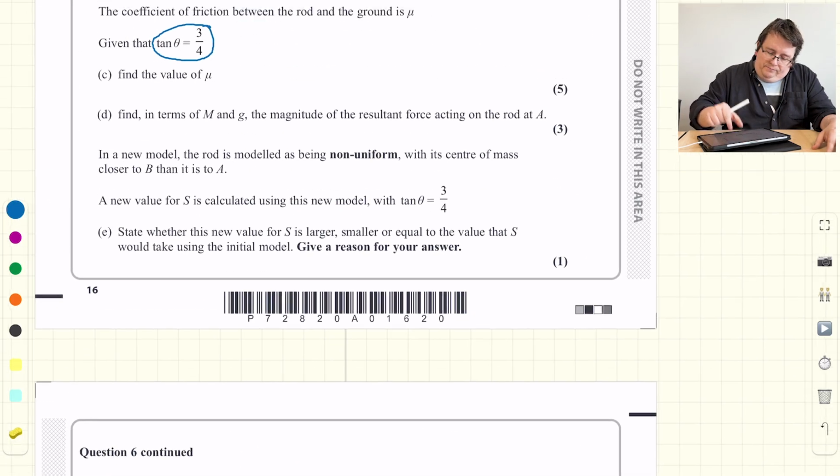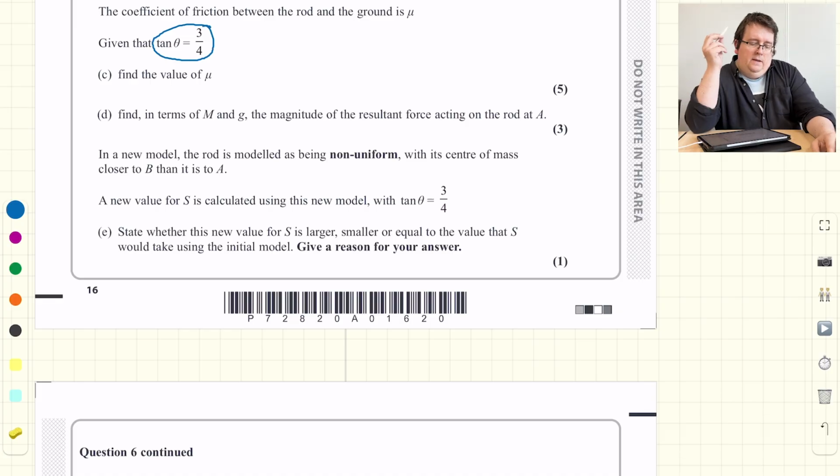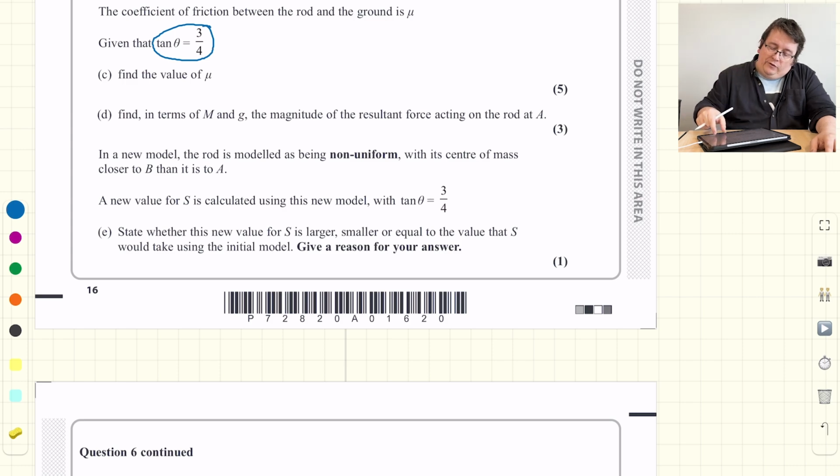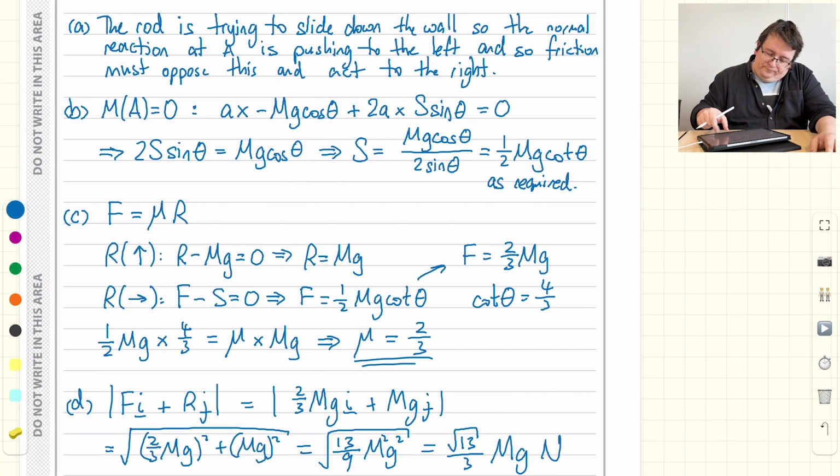Okay, right. Last bit. In a new model, the rod is modelled as being non-uniform, with its centre of mass closer to B than it is to A. A new value for S is calculated using this new model with tan theta as 3/4, so the angle hasn't changed. State whether this new value for S is larger, smaller, or equal to the value that S would take using the initial model. Give a reason for your answer.